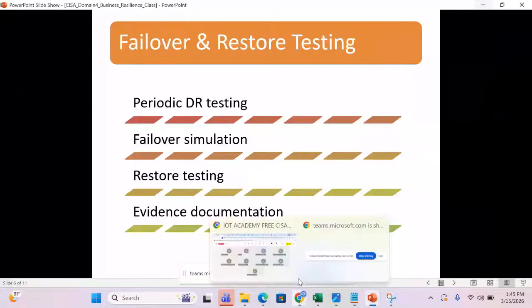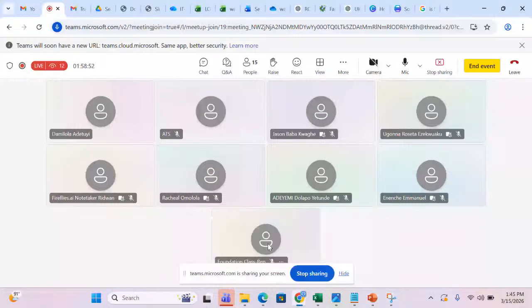So I want to ask, do we want to go for a break, probably a 14 to 15 minute break before we continue, or should we just continue?